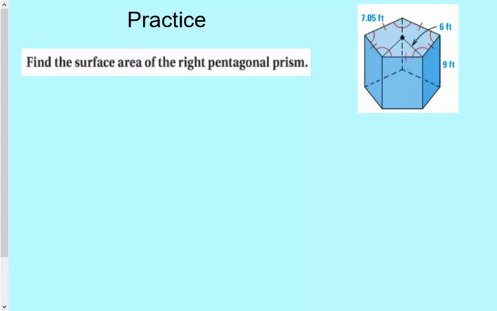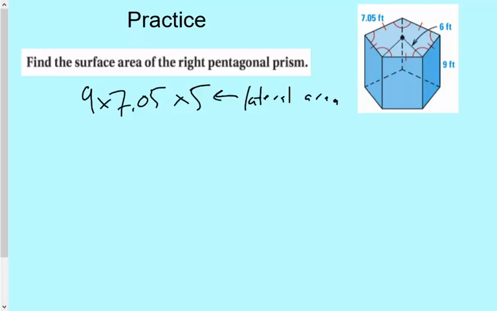When I'm looking at this, I see 5 rectangles and 2 pentagons, and they happen to be regular pentagons, and it says pentagon. Okay, so here we go: 9 times 7.05, and then there are 5 of those. This is going to be the lateral area, and they might simply say find the lateral area. If they do, that's all you need to do. But we're going to add the bases. We've got to do lateral area plus bases, and there are 2 bases.